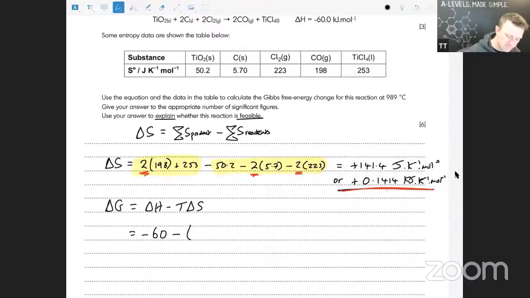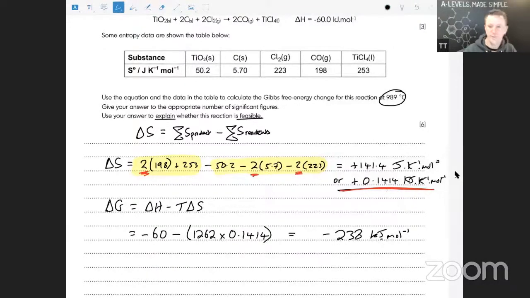That is minus, now we've got 989 degrees Celsius. That is in Kelvin, ladies and gentlemen, 1262 multiplied by 0.1414. All of this is in kilojoules now, and we end up with minus 238 kilojoules per mole. That is also the correct number of significant figures.